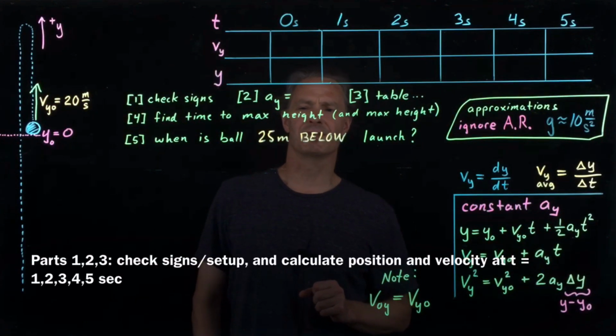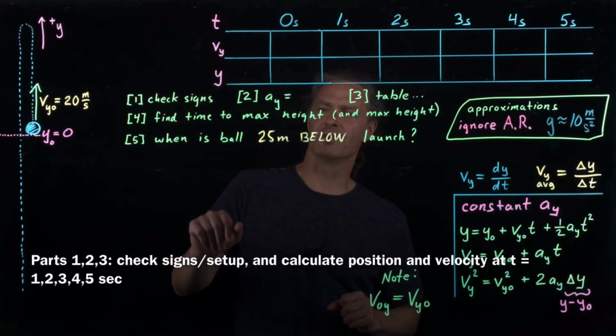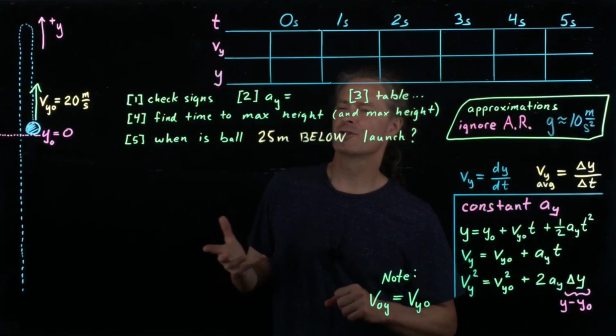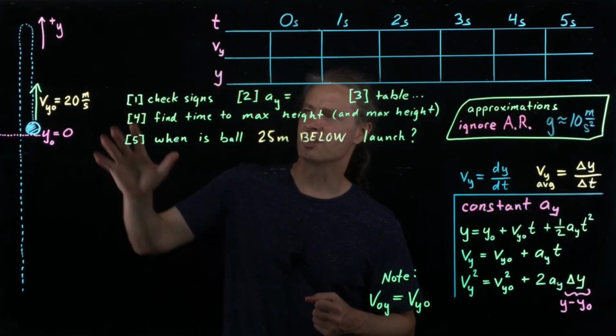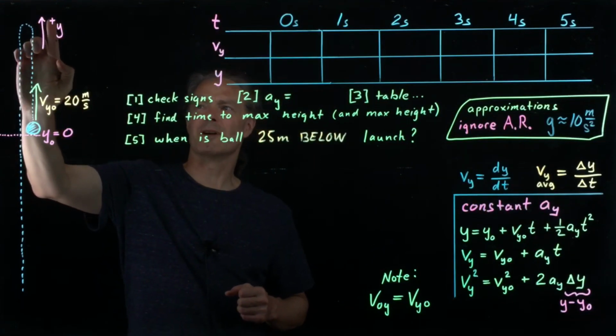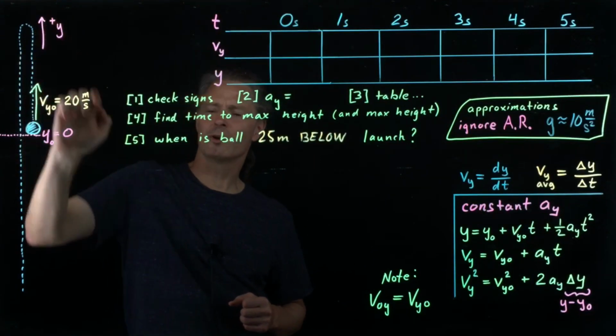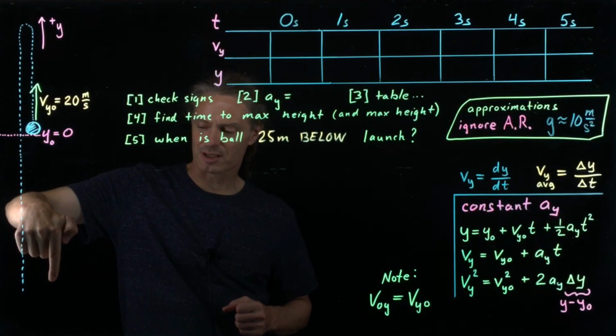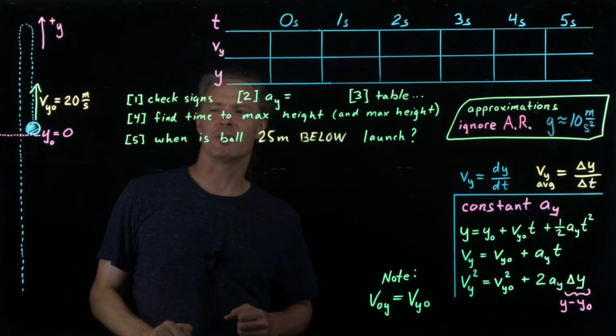All right, let's get started. The first thing I want us to do is to check our signs, and more generally to check the self-consistency of our setup. So right here, this indicates that I'm choosing my positive y direction to be upward. I could have chosen down as the positive y direction. I'm choosing up as the positive y direction.